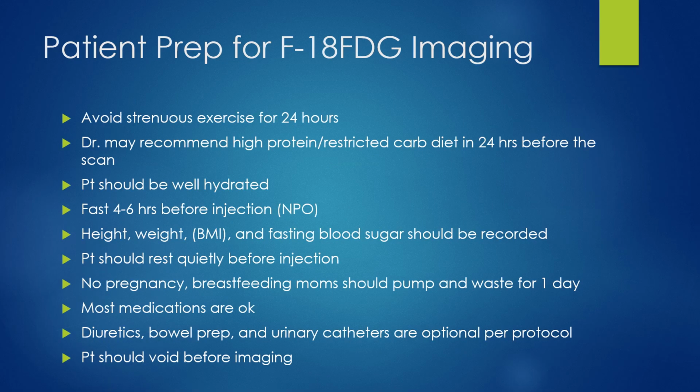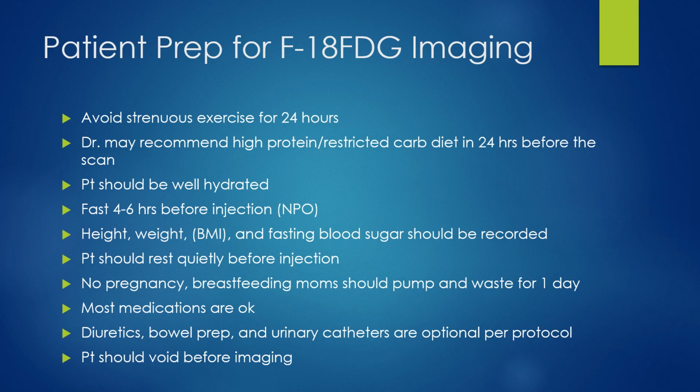There is a lot of patient prep for FDG oncological studies. Patients should avoid strenuous exercise for at least 24 hours. Doctor may recommend a high protein or restricted carb diet 24 hours before the scan. Both of those will help reduce normal variant uptake that could mimic cancer. Patients should be well hydrated. They will fast for 4 to 6 hours before the injection. NPO means nothing by mouth. Water is okay for this test, but a lot of places will say no water either.